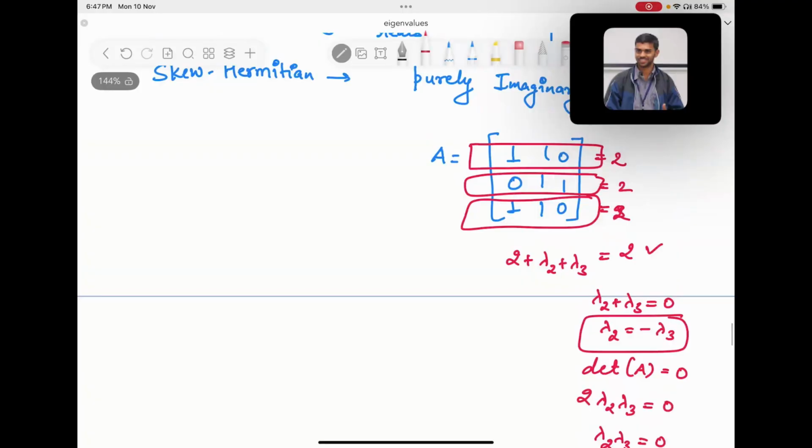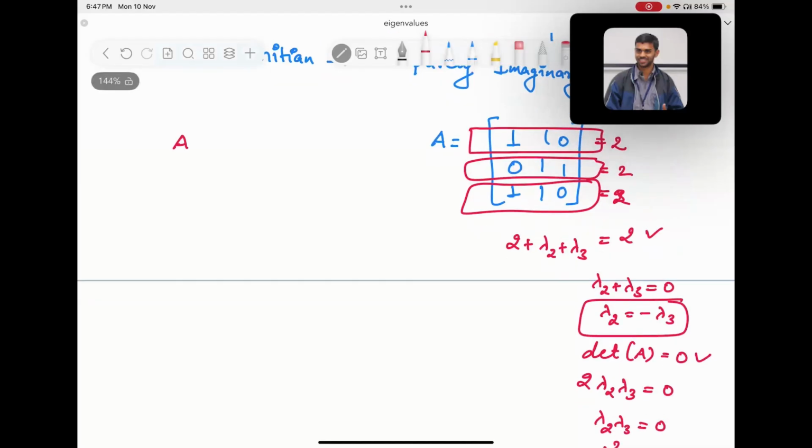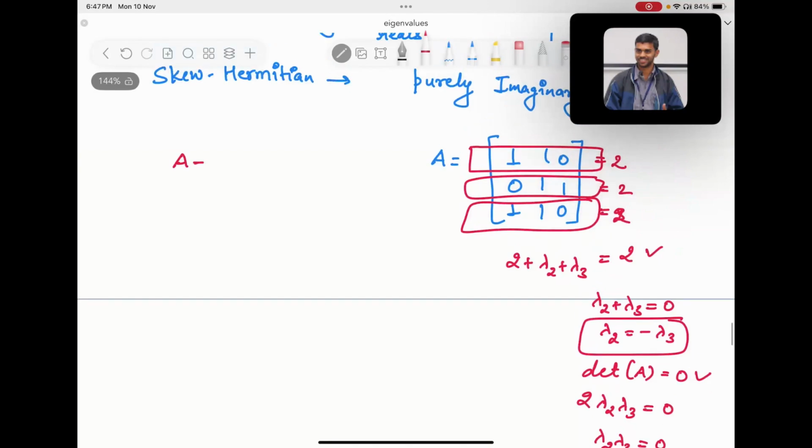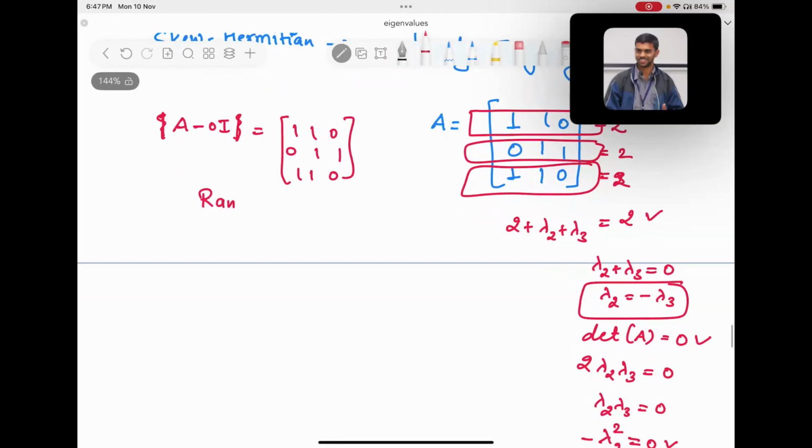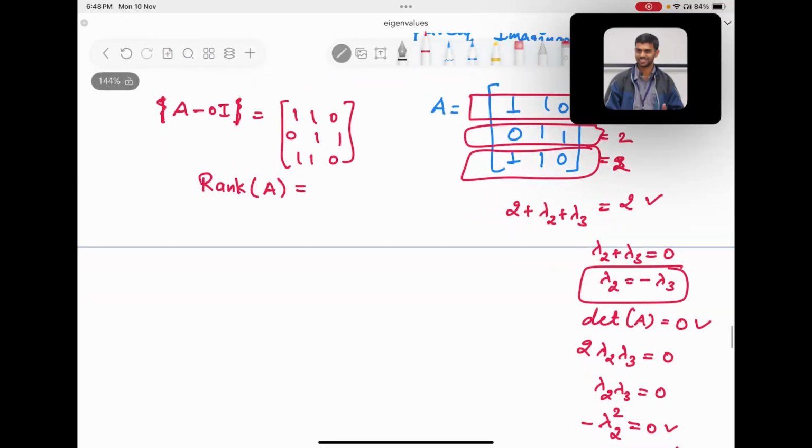Now if you want to calculate it this way: you already know 0 is an eigenvalue, because the determinant is 0. Determinant 0 means 0 has to be an eigenvalue of A. Now if you calculate A minus 0 I, it is the same matrix A, 1 0 1, 1 1 1, 0 1 0. Can you tell me what the rank of this A is?